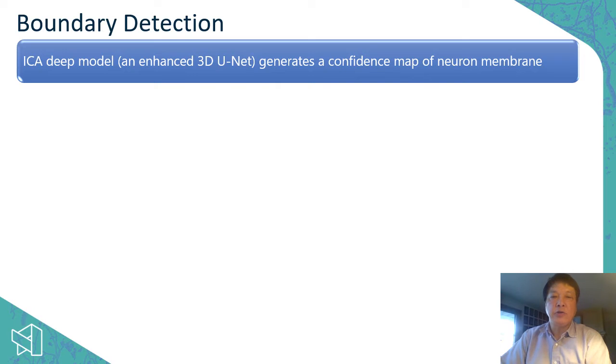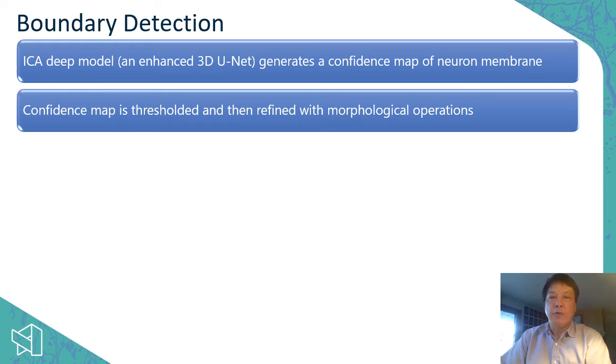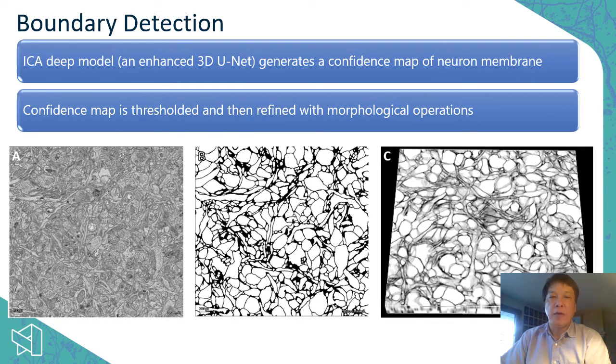The boundary detection is based on an enhanced 3D UNet. It first generates a confidence map of the neuron membrane, and then the map is thresholded and refined with morphological operations. This shows some examples.